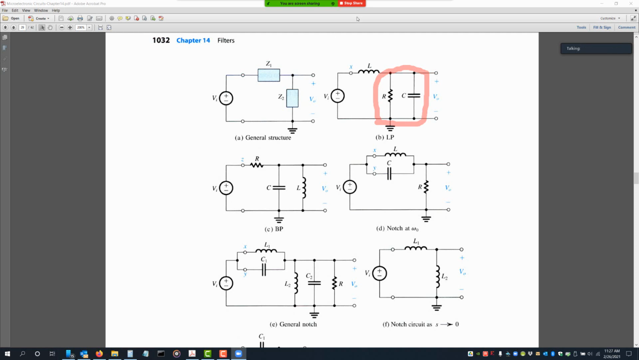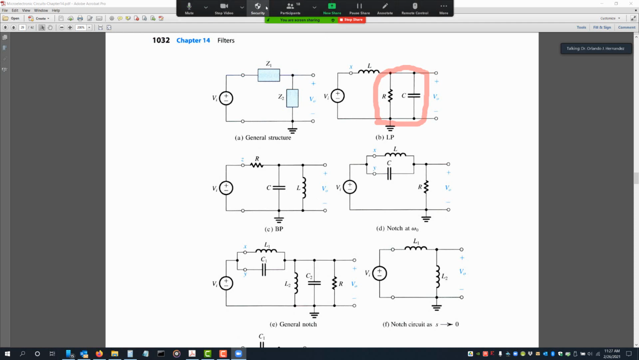So let me stop this. So now you know what we're talking about. So that is in page 1032. So let's do that.